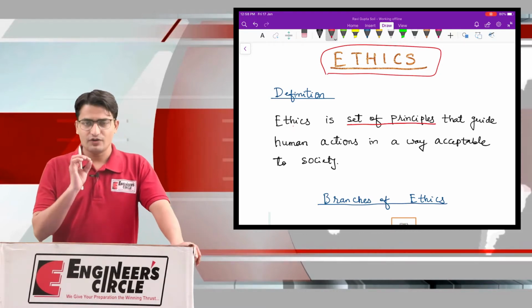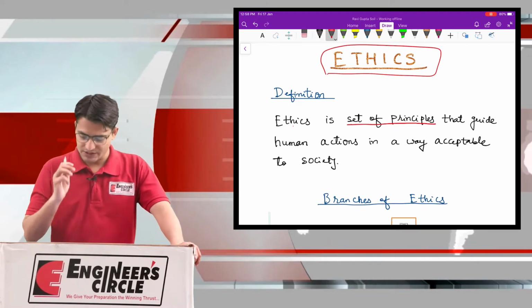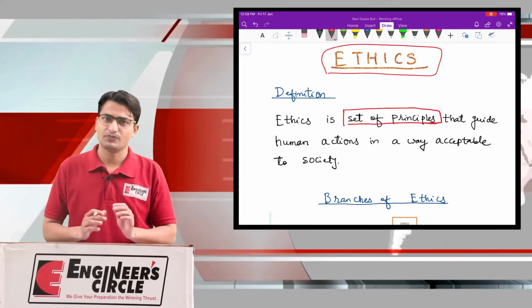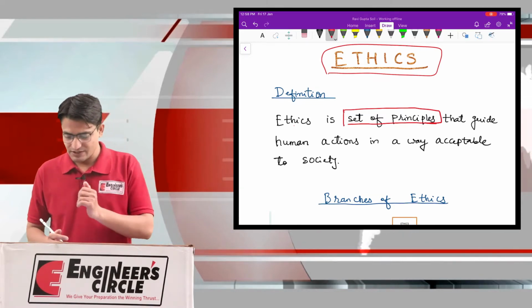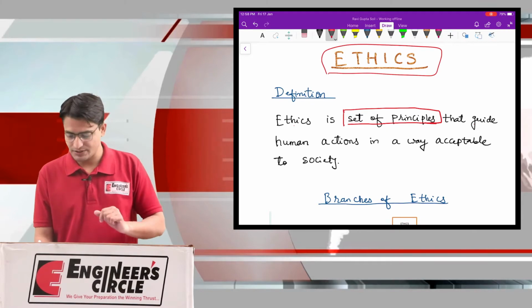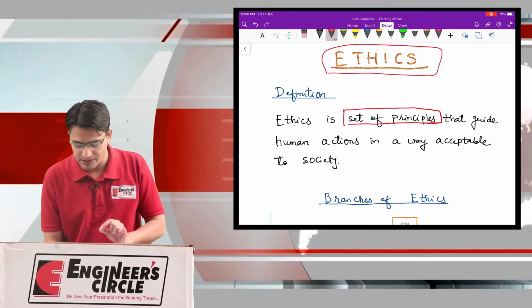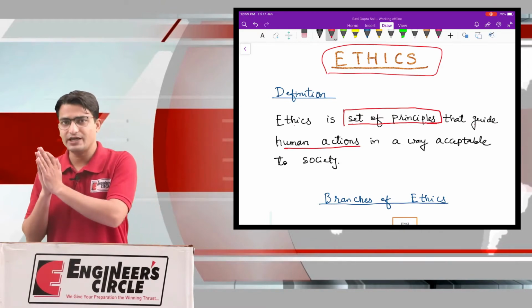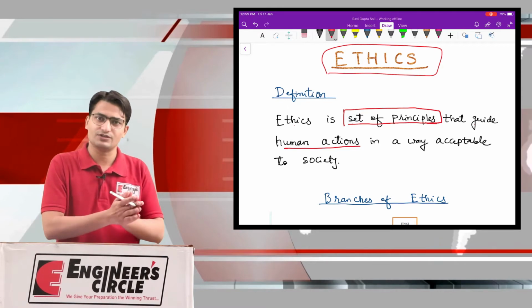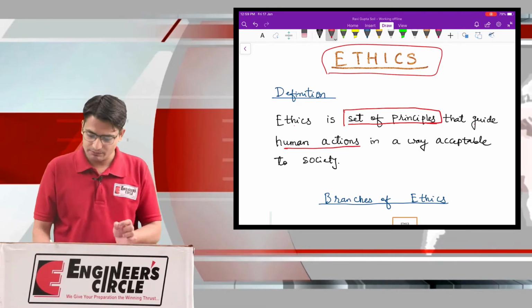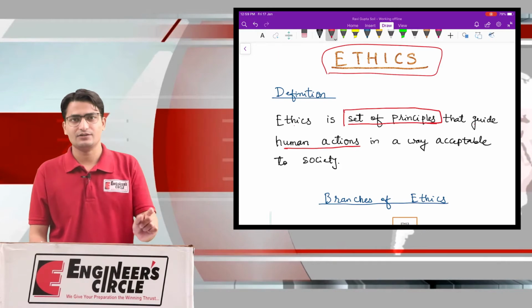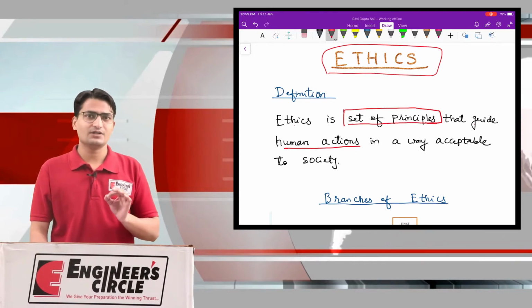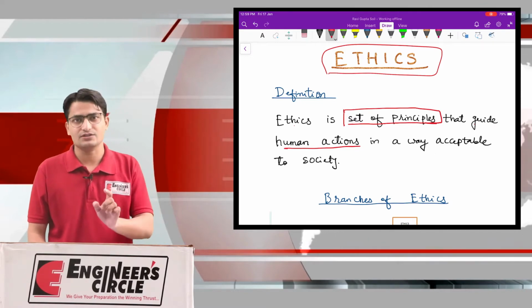Okay. So first of all, what are ethics? We will say ethics are a set of principles. Why these principles? These principles help us in guiding human actions. How should my action be? Which type of action should I perform? Which type of action should I not perform? These principles help me in deciding that. Okay. So ethics are the principles which help us in deciding our actions.